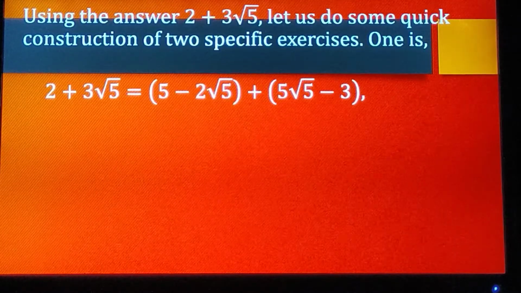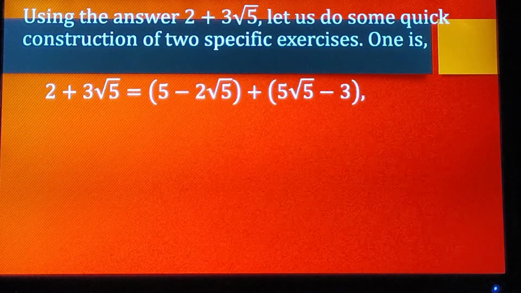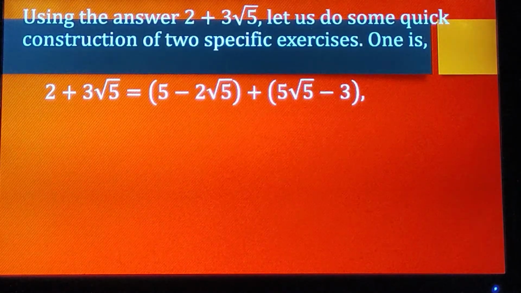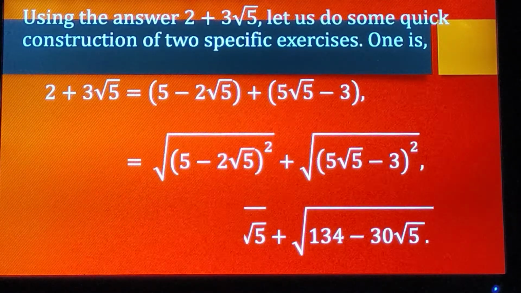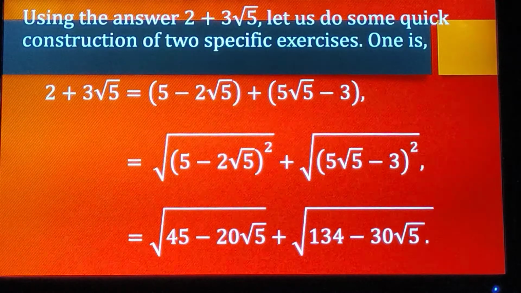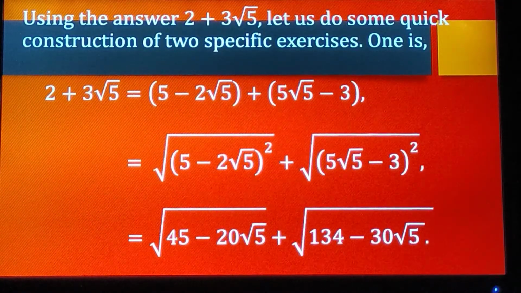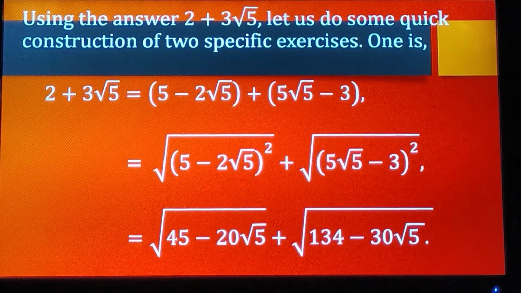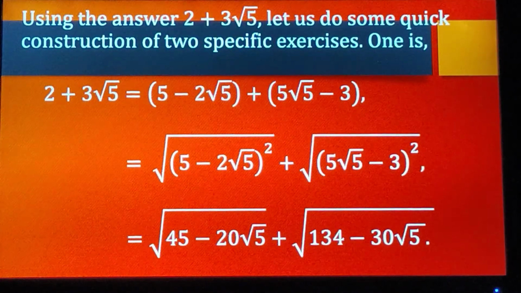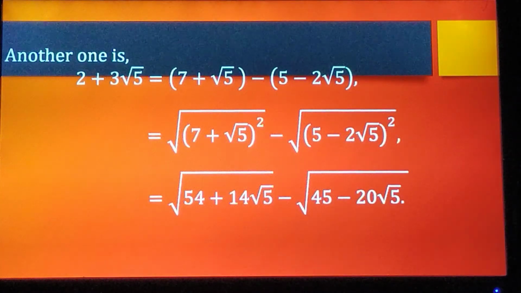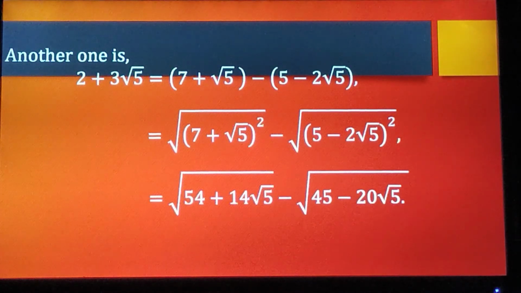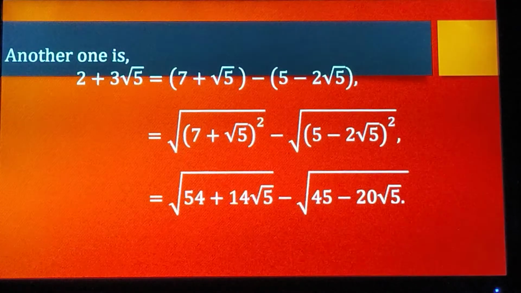Using the answer 2 plus 3 square root of 5, let us do some quick construction of two specific exercises. So this is now our simplification problem, whose final answer should be 2 plus 3 square root of 5. Another construction, again the final answer is 2 plus 3 square root of 5. So we do this, we write 2 plus 3 square root of 5 as 7 plus square root of 5 minus the quantity 5 minus 2 square root of 5.